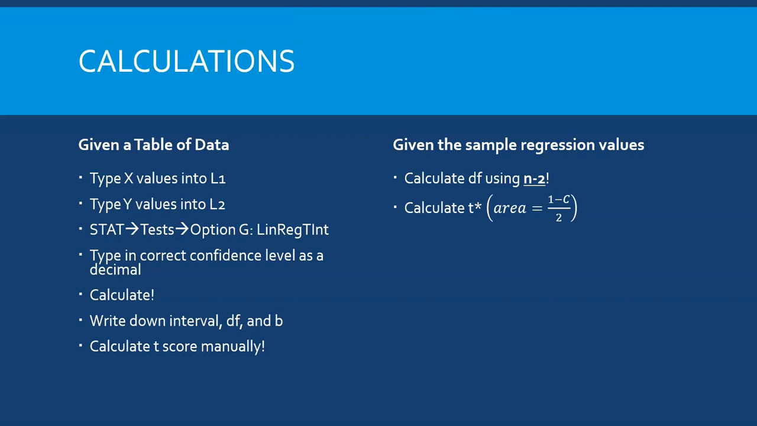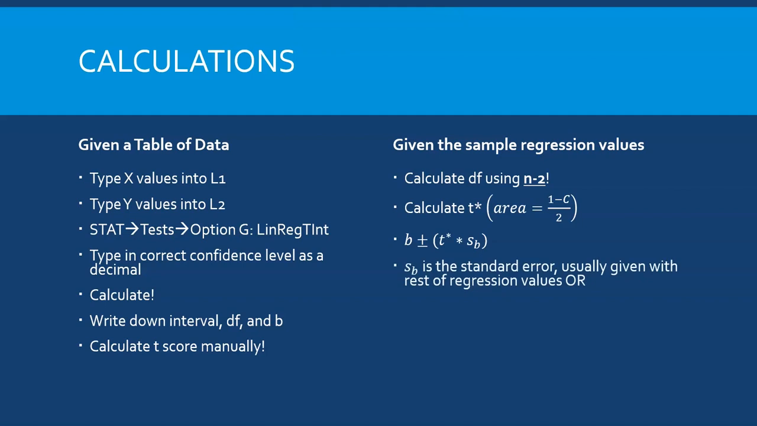Once you have your t-star and you write it down, you're going to use b plus or minus your critical value times your standard error. Remember, those two together make your margin of error, okay? Now, remember, b is your sample slope. If you're given the regression computer output, that should be given to you. And the standard error should also be given to you. Okay, again, this should be given to you.